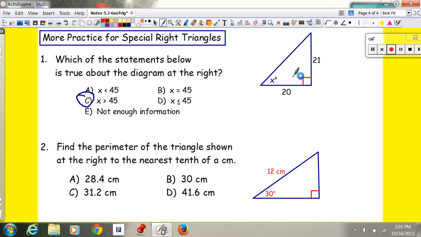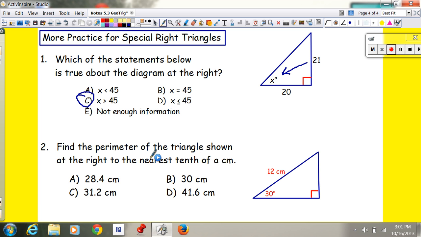21 is bigger, so this angle is going to be bigger than this angle. If they were both the same, they would both be 45s, but since this angle is larger, then it has to be more than 45 degrees, because if they were the same, they'd both be 45.